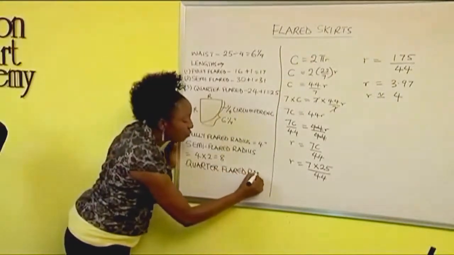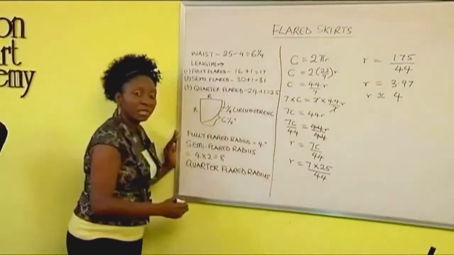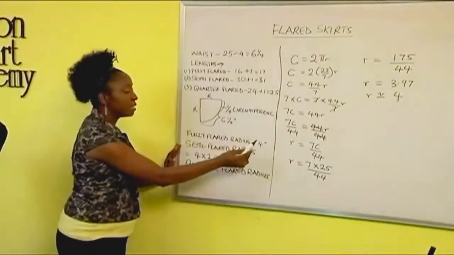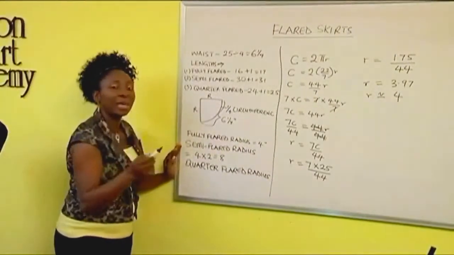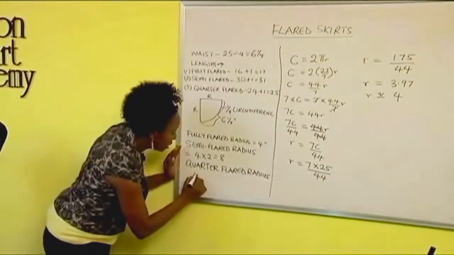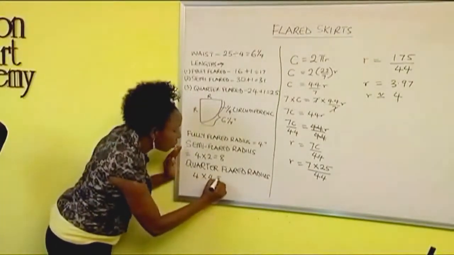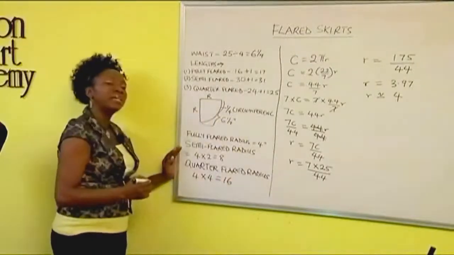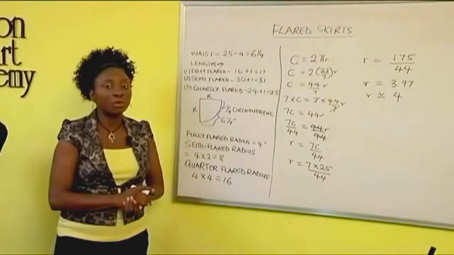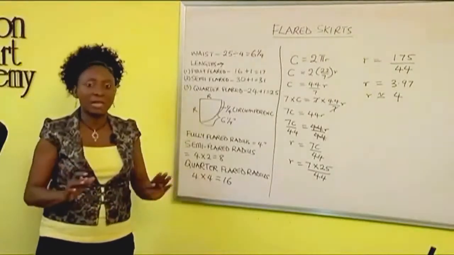For our quarter flared radius, I'm sure you can guess what we're going to do because it's a quarter. We're going to take this same fully flared radius we have here and multiply it by 4. That will be 4 inches times 4, and that will give us 16 inches. Now, I would not fold my fabric at all. I will use it as single ply, just like that.